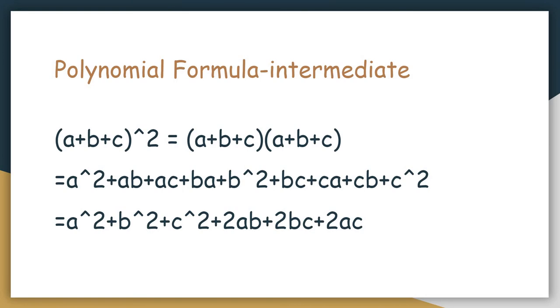A plus b plus c squared expanded equals a squared plus ab plus ac plus ba plus b squared plus bc plus ca plus cb plus c squared. That will equal a squared plus b squared plus c squared plus 2ab plus 2bc plus 2ac, which is your designated expression.